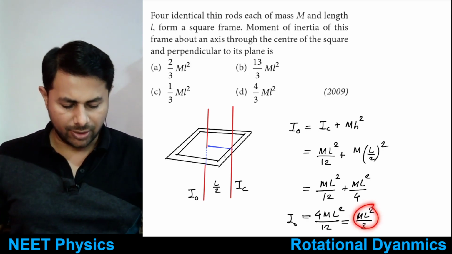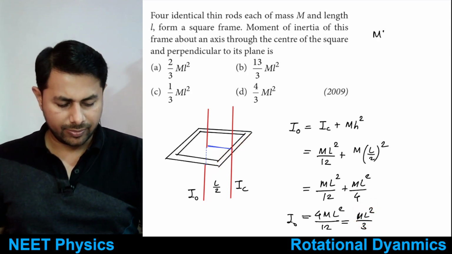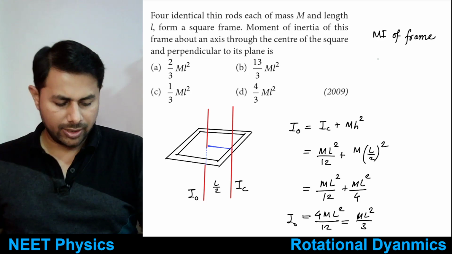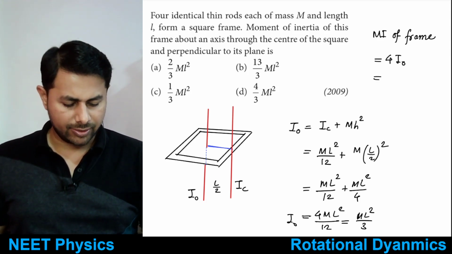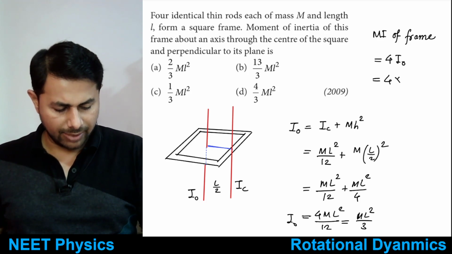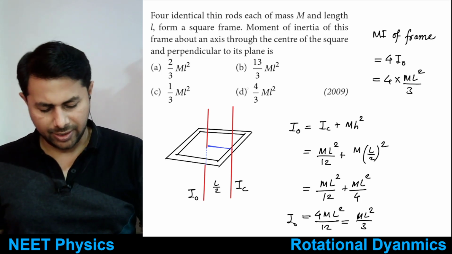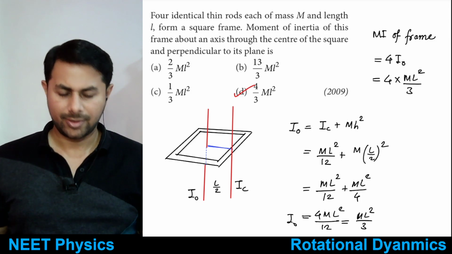But this is for one rod and you have four such rods. Therefore, the MI of the frame is equal to 4 times IO, that is 4 times ML square divided by 3, so 4 ML square divided by 3. So it is option D. Okay, is this clear? Yes, no? Okay, very good.